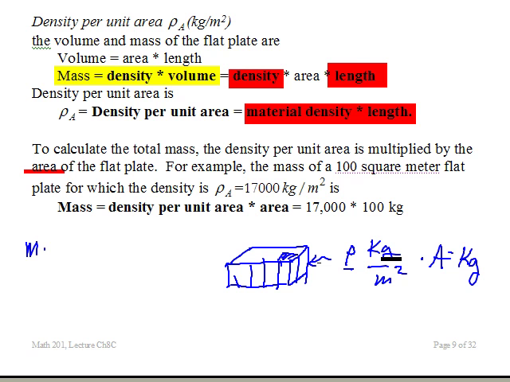So we have mass is what we want. It's in kilograms. And this is going to be a density in kilograms per square meter times the area, which is in square meters, leaving me with kilograms. This might seem rather unnecessary to go through these definitions, but I think these definitions are not stated very well in the text and they lead to confusion.